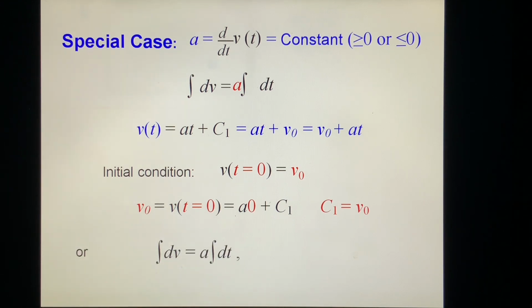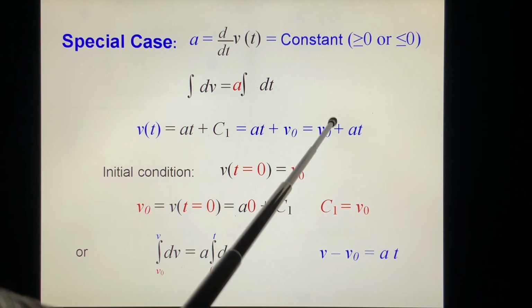Or we can do it a different way, which is dv equals a dt. We do the integration. t equals 0, this is v0. t equals t, v is v. And we do this one. This one is v minus v0. This one is at. No c, sorry, this is a definite integration. So this is actually this one.